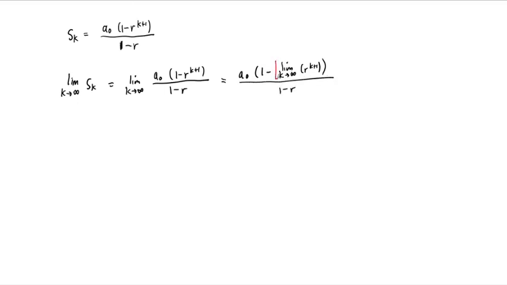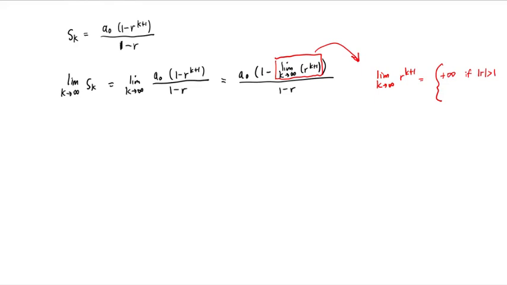And this limit right here is going to give us the criteria for when this series converges and when it doesn't. So the limit as k approaches infinity of r to the power k plus 1. What's going to happen with this limit? Well, if r is greater than 1, then taking bigger and bigger powers of r is going to make this thing blow up. So this will be plus infinity if the absolute value of r is greater than 1.